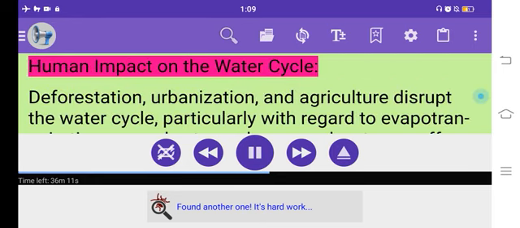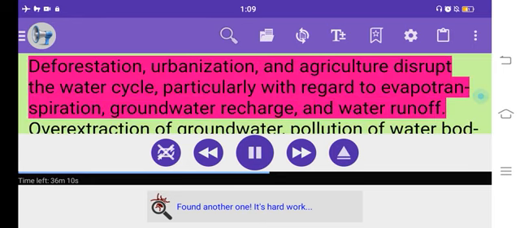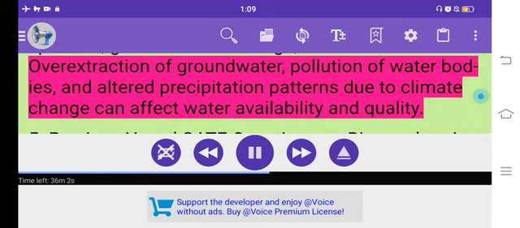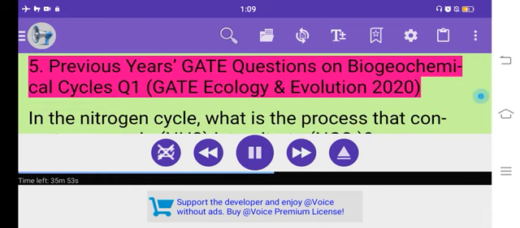Human impact on the water cycle: deforestation, urbanization, and agriculture disrupt the water cycle, particularly with regard to evapotranspiration, groundwater recharge, and water runoff. Over-extraction of groundwater, pollution of water bodies, and altered precipitation patterns due to climate change can affect water availability and quality. 5. Previous year's GATE questions on biogeochemical cycles. Q1, GATE Ecology and Evolution 2020.